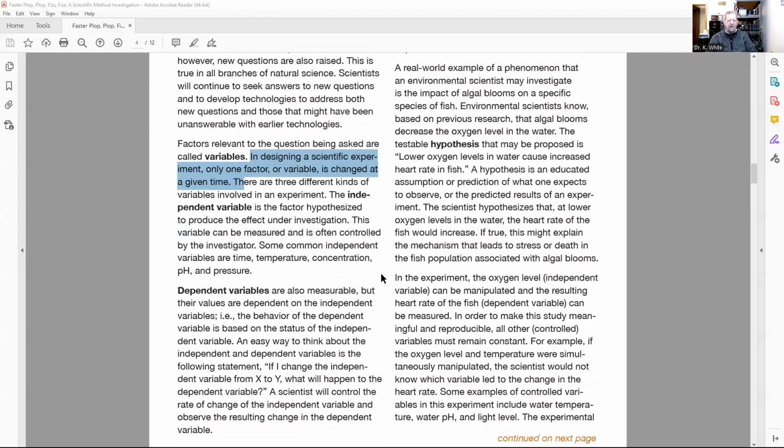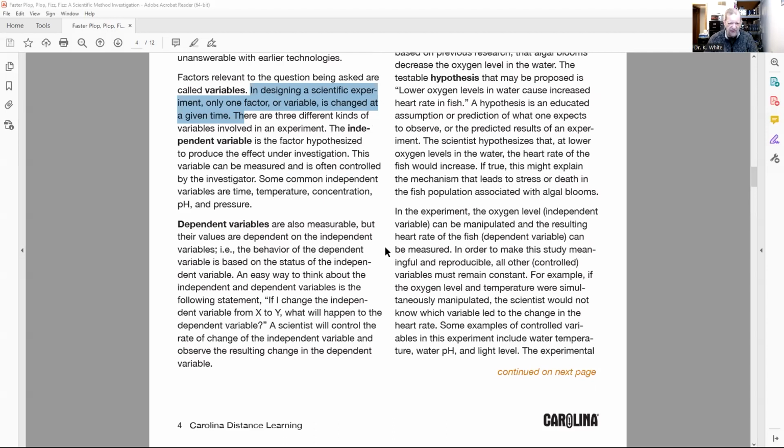So we have these variables. Now, there are different types of variables. One is an independent variable. And this is a variable that can be measured and is often controlled. Temperature, concentration, time, those are all independent variables, or can be. Dependent variables are also measured, but they're dependent on the independent. You have something, you let it go longer and longer, the time changes, this changes.